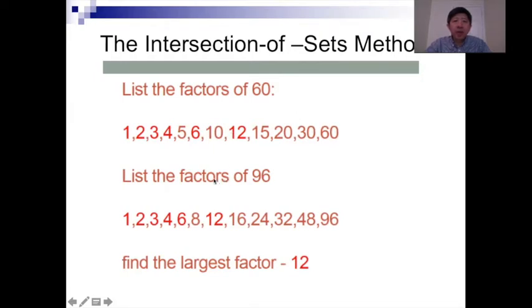And then next, I will list the factors of 96. So 1 is a factor, 2 is also a factor, 3 is also a factor, 4 and 6, 8, 12, 16, 24, 32, 48, and 96. So I listed all the factors of 96, and you can see which ones we have in common.